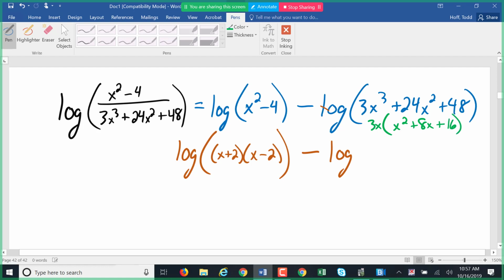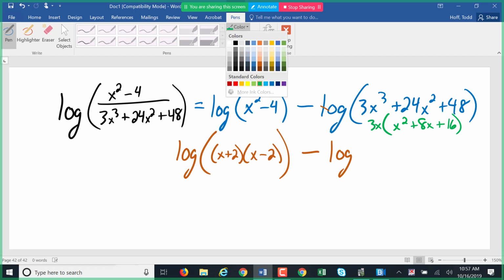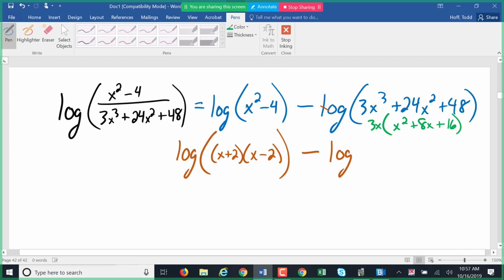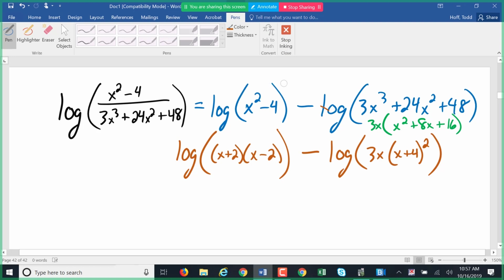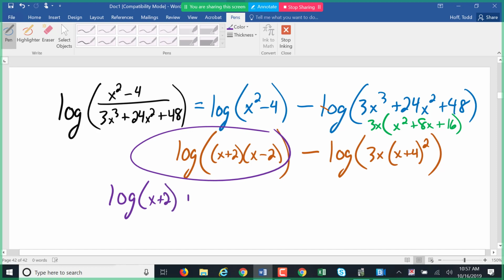x squared plus 8x plus 16 is a perfect square trinomial. So this is 3x times, x squared plus 8x plus 16 is (x plus 4) squared. So now I've got a lot I can do here. I can split this up into log of x plus 2 plus log of x minus 2.